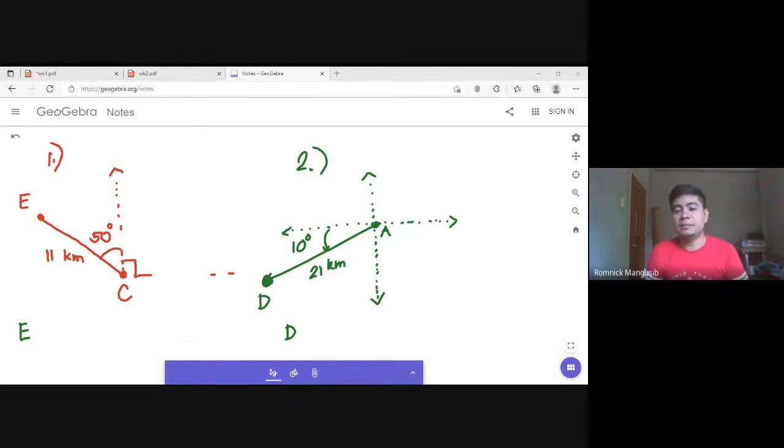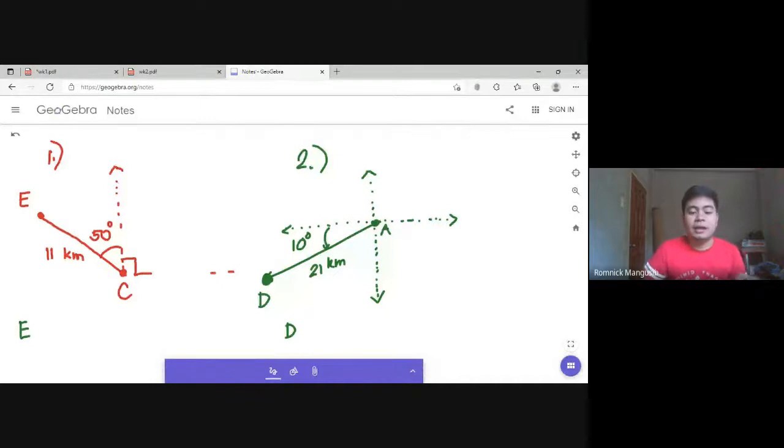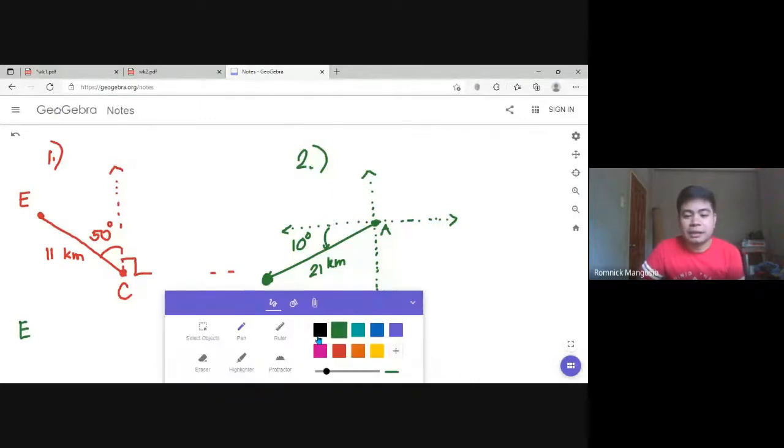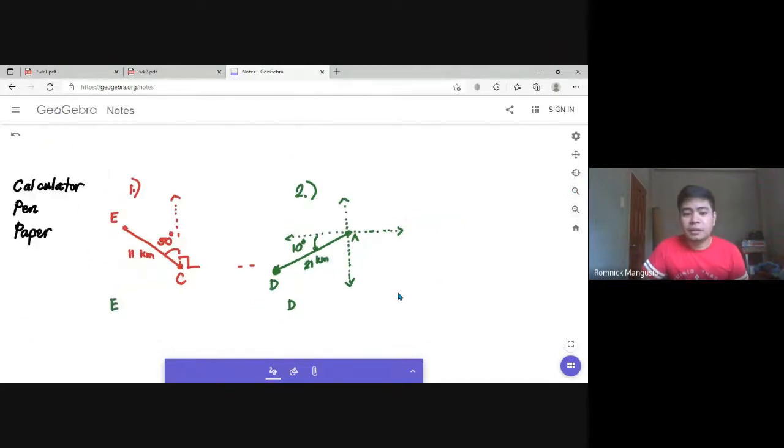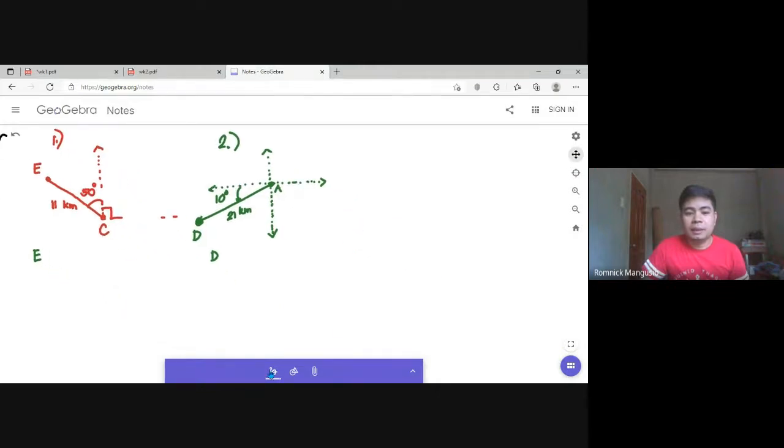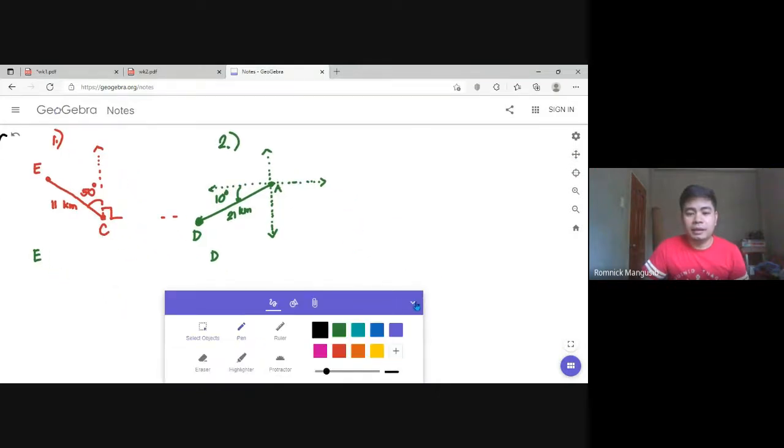Number one, it must be in standard position. Well, most of you might be confused of 50 degrees and 10 degrees as you can see on your screen. But then I told you that the angle must be in standard position. Where's my pen? Here. Okay. Nasagutan na natin ang number 1. So dito, sa number 1, malinaw ang pagkakalagay ng radius.